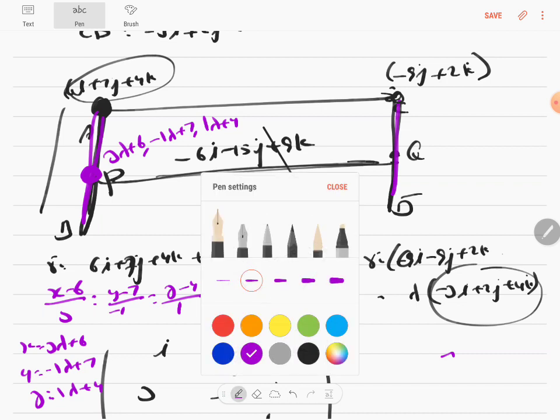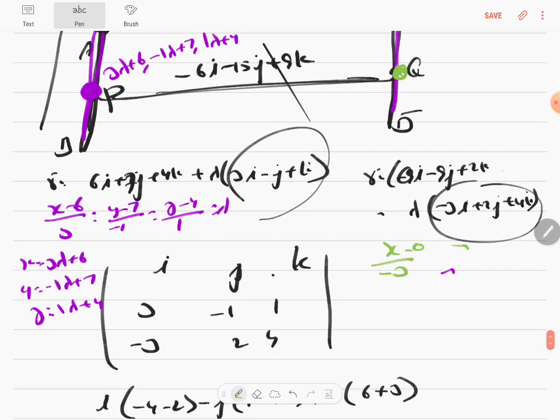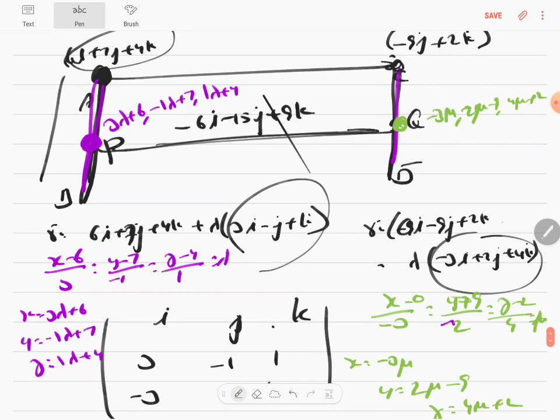Similarly, from this line, you can find this point. What is this line? It's (x minus 0)/minus 3 is equal to (y plus 9)/2 is equal to (z minus 2)/4 is equal to mu. So x is equal to minus 3 mu, y is equal to 2 mu minus 9 and z is equal to 4 mu plus 2. So thus you get this point to be minus 3 mu, 2 mu minus 9 and 4 mu plus 2. Okay, and what can you say now?